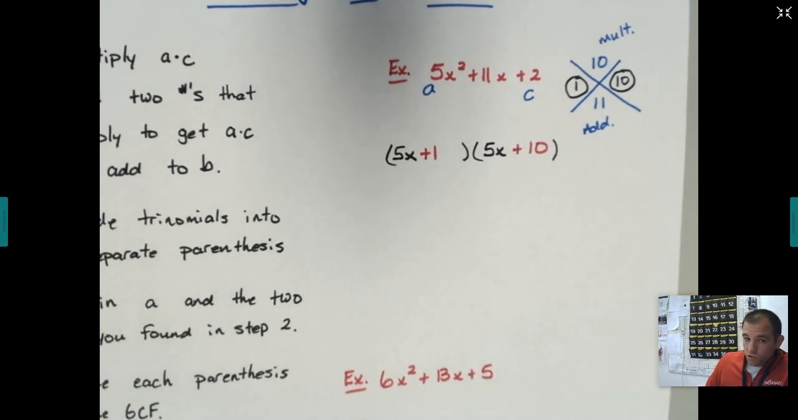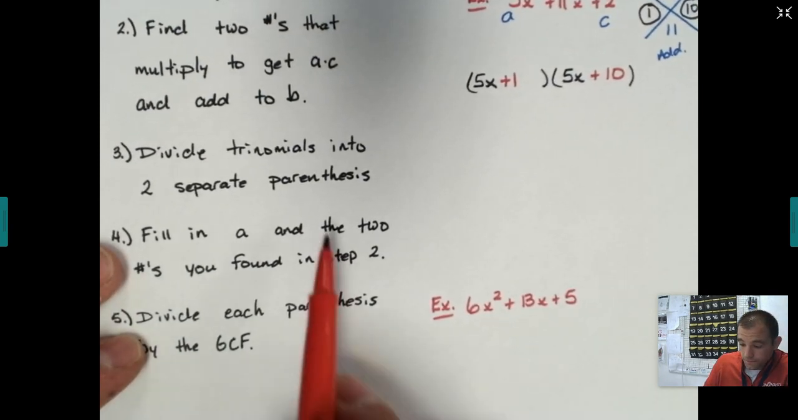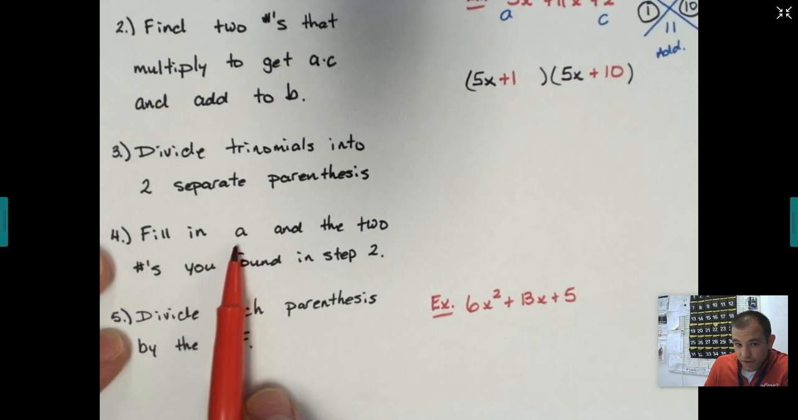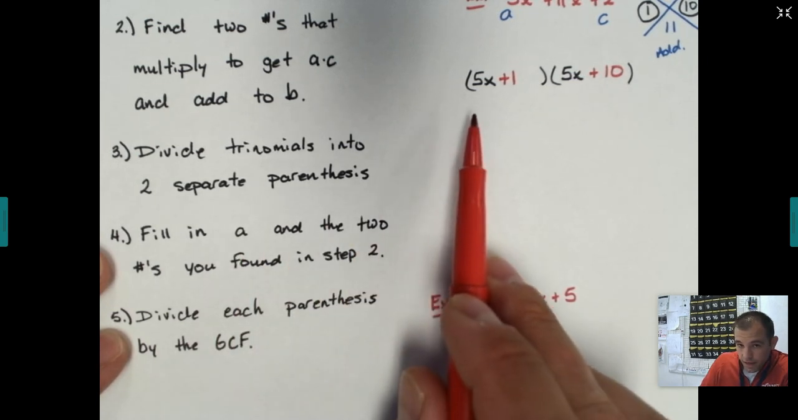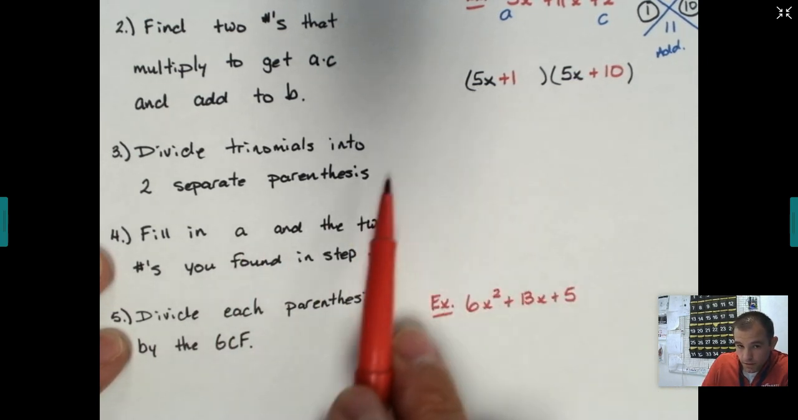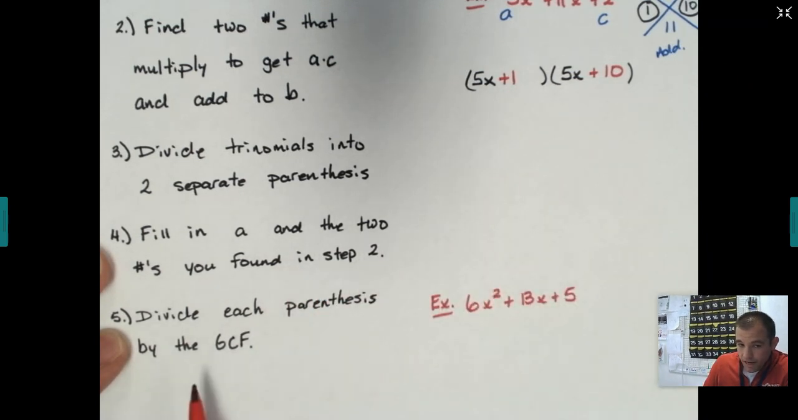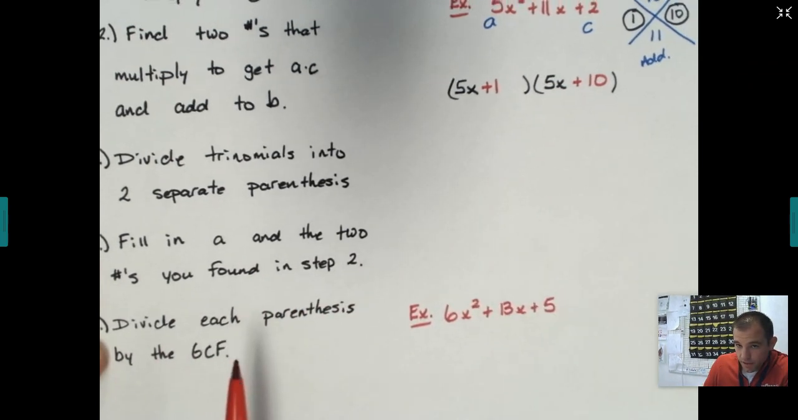Okay? So I'm almost done. We did step 3. We also did step 4. Fill in the a value. So we filled in a, which was 5x. And the 2 numbers you found in step 2, that was 1 and 10. The last step says divide each parentheses by the GCF.